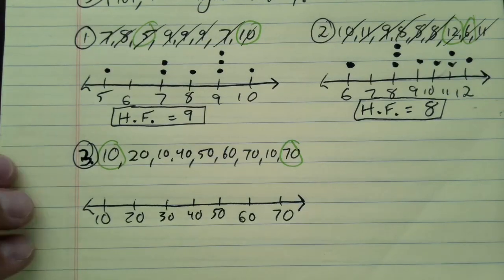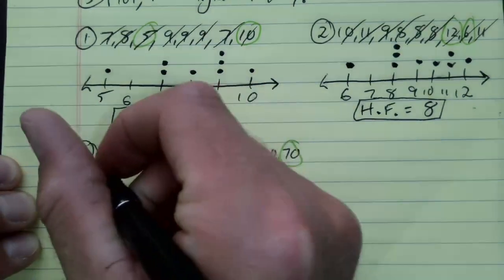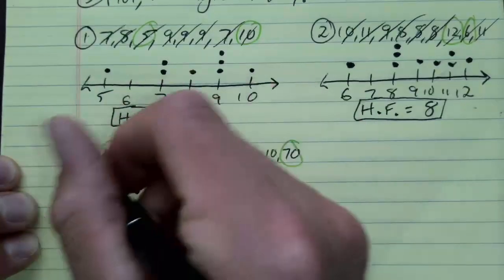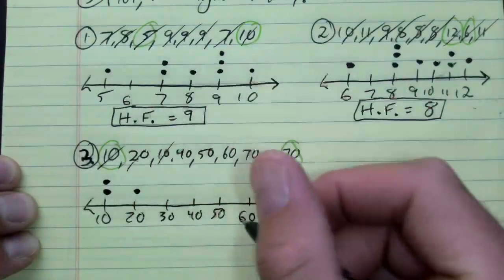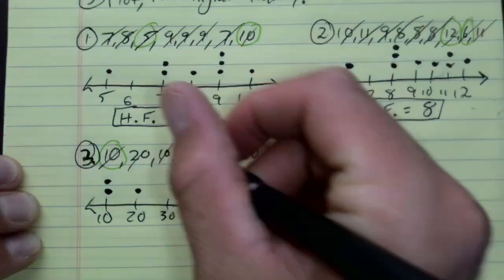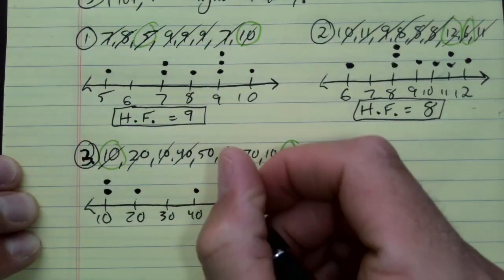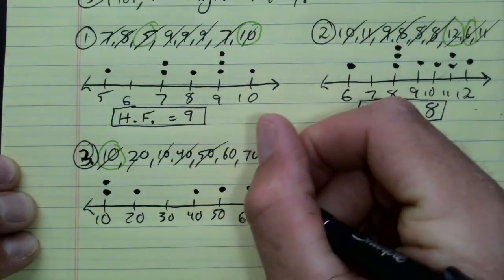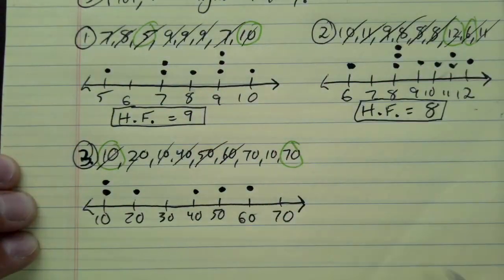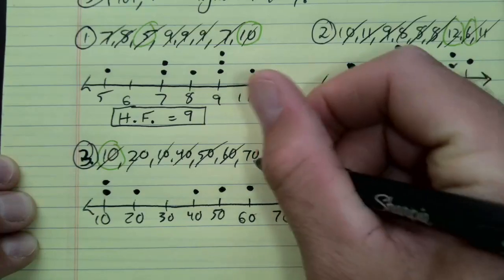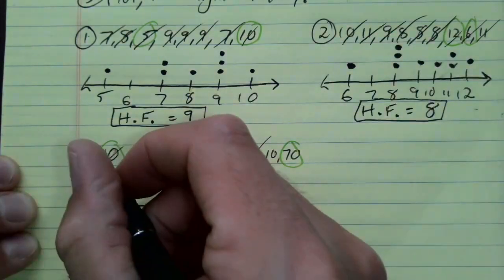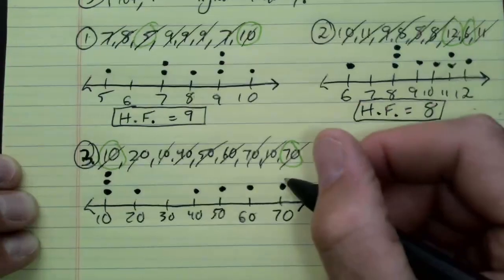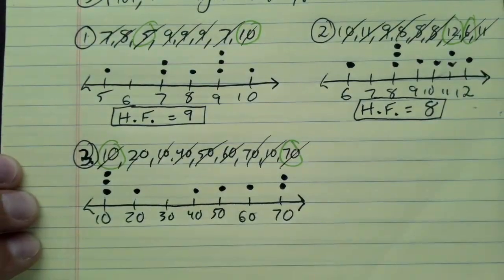Now let's just plot it. Here's 10. Cross off 10. Here's 20. Cross off 20. Here's another 10. Cross off 10. 40. Cross off 40. Here's 50. So go to 50 on your number line. Cross that off. 60. Cross off 60 because that's complete. 70. Cross off 70. That's complete. Here's a 10. Right there. 10's growing on here. And 70. All right. Perfect. Everything's plotted.